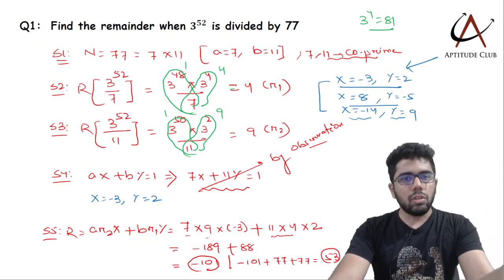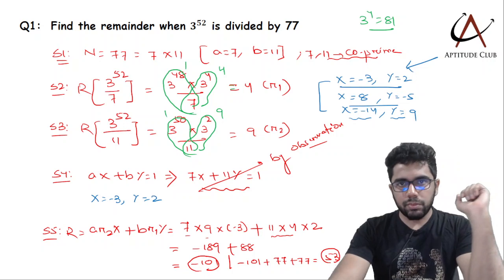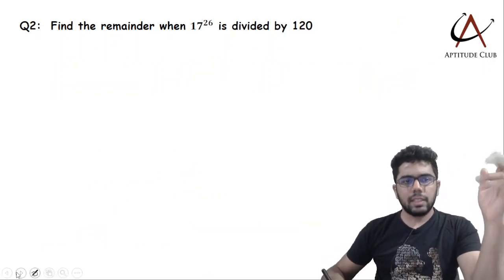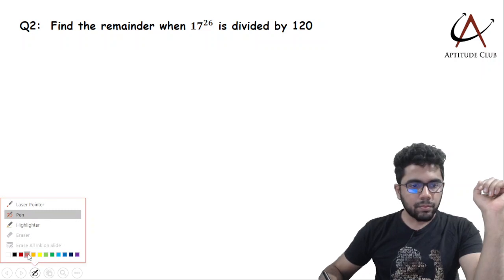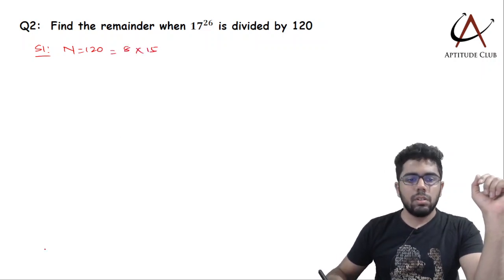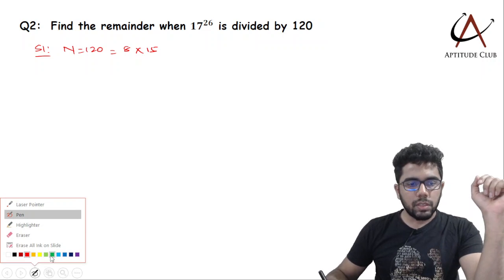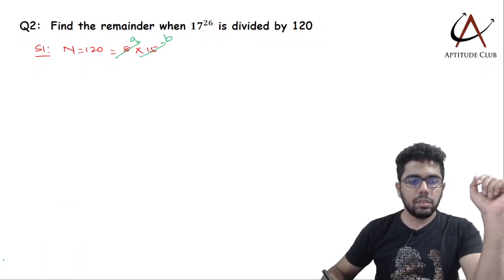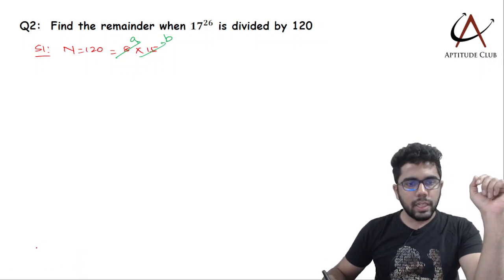So let's solve one more question like this so that you get comfortable with the idea of how to apply these questions. Let's see the second question here. Again we'll go stepwise. First step 1, n is equal to 120. How will I break it? I'll break it as 8 into 15 such that they are co-prime to each other. 8 into 15. So this is A and this is B. 8 and 15 are co-prime.